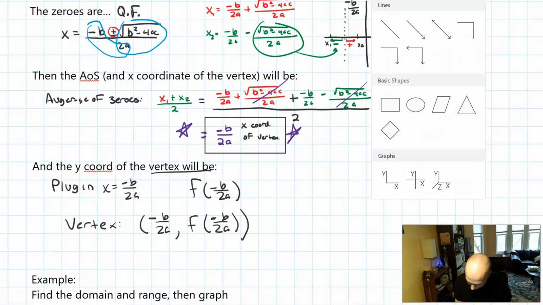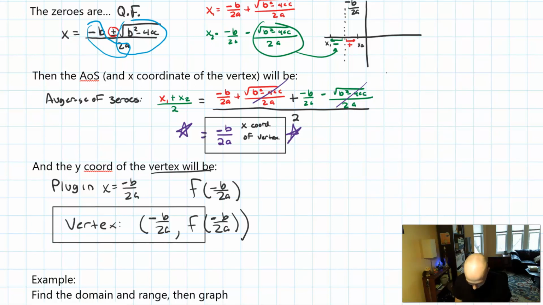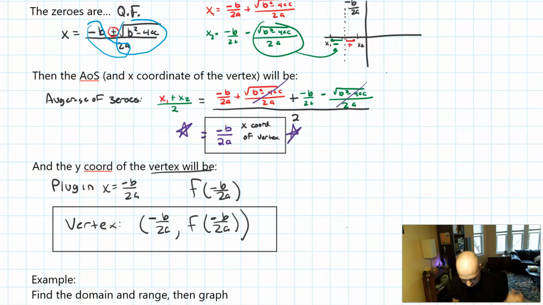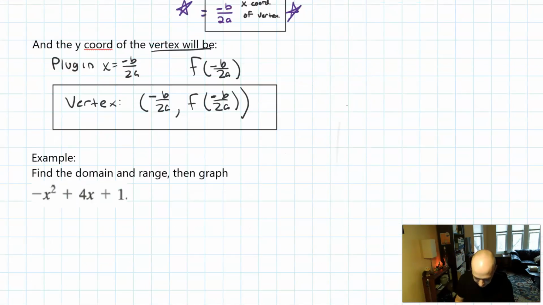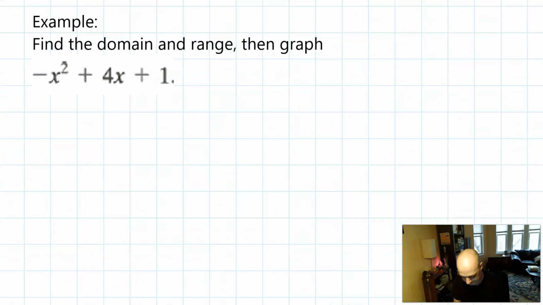So that's the general, very useful way to always find the vertex of a parabola if you're just looking at the standard polynomial form of that equation, and you don't have to complete the square, you don't have to do really anything if that's what you're looking for. We'll do an example of this.